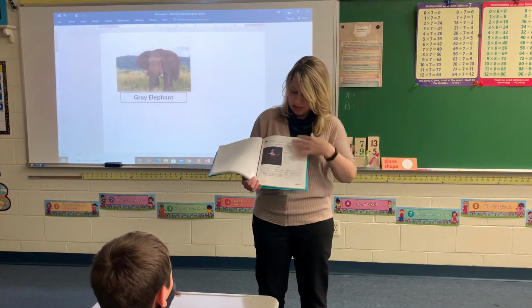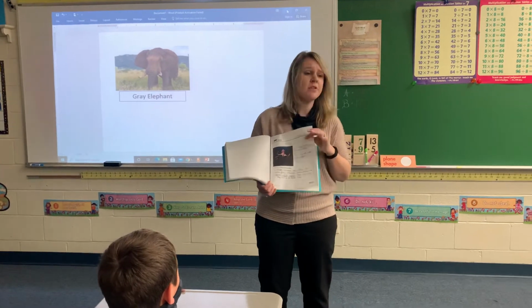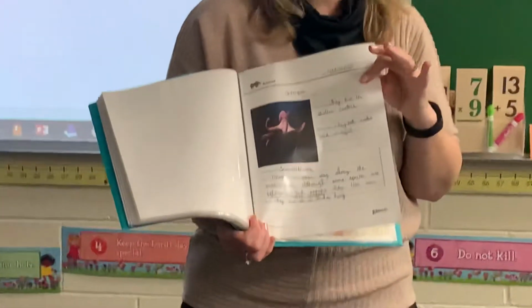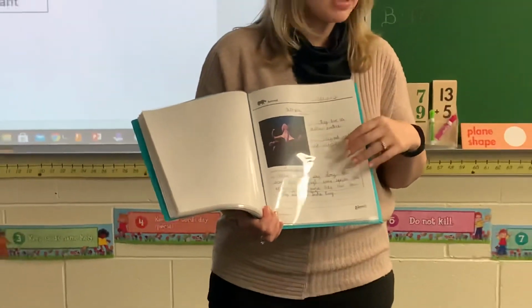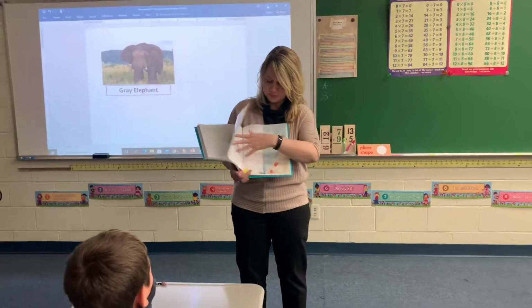But you can type it in and make a label on the computer, and I'll show you how to do that too. There's her invertebrate report. We all did the same invertebrate. Remember that? Because it was our first report. So they all look the same, and you'll have to put a picture there.